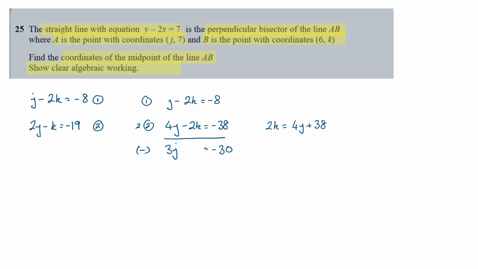Okay, so I've got 3j equals minus 30. That means that j equals minus 10. I put my minus 10 into the equation above. So 4 times minus 10 plus 38, divide by 2, and that tells me that k is minus 1. And I've done the question.